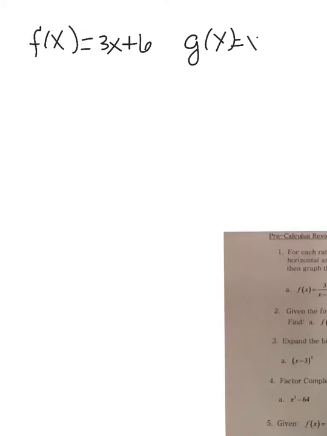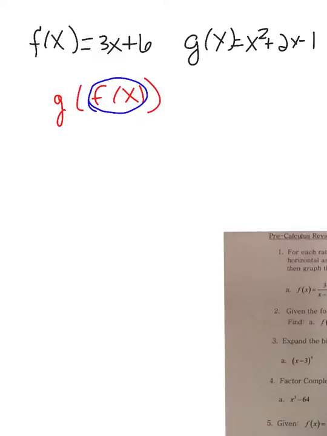So I'm just going to rewrite f of x. So f of x is equal to 3x plus 6, and g of x is equal to x squared plus 2x minus 1. And we're looking for g of f of x. So I'm just going to replace f of x with what it's equal to. I'm going to do a substitution. So it's g of 3x plus 6.